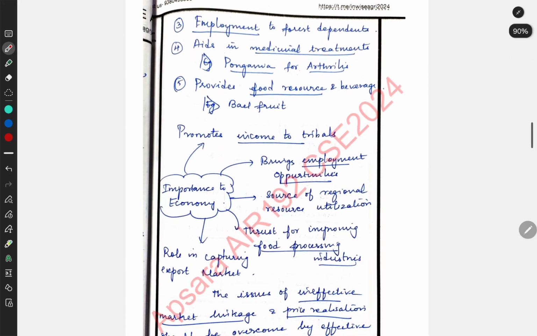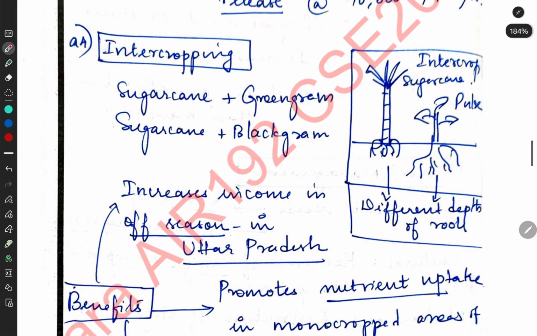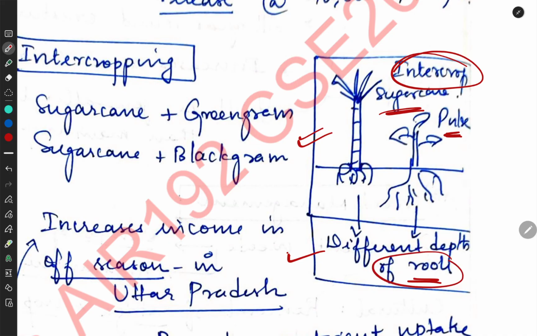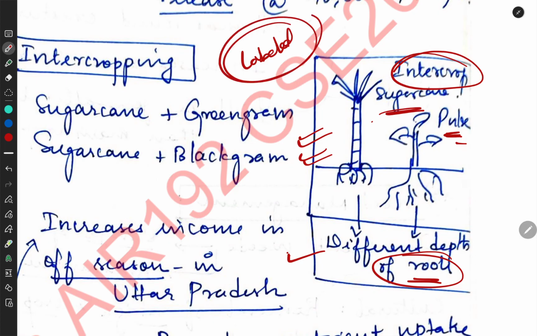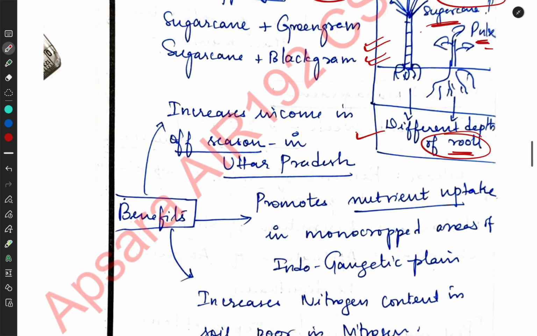Wait, I'll show you in this question. Look here. This is the diagram, right? She mentioned clearly, this is the pulse crop, this is the sugarcane, intercrop, difference in the depth of the root system. When you observe this diagram, it clearly indicates the depth of the roots of the cereals and pulses, clearly demarcating them. So this is what I am writing. That means you should have a labeled diagram. Got it? So this is the 8th point. Fine, come to the next one.